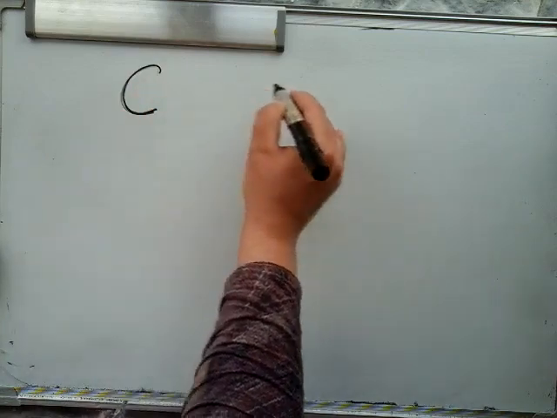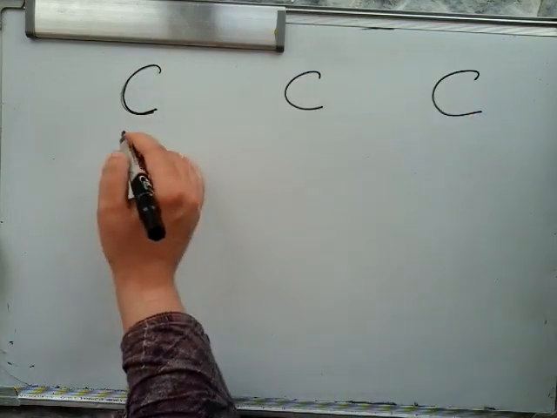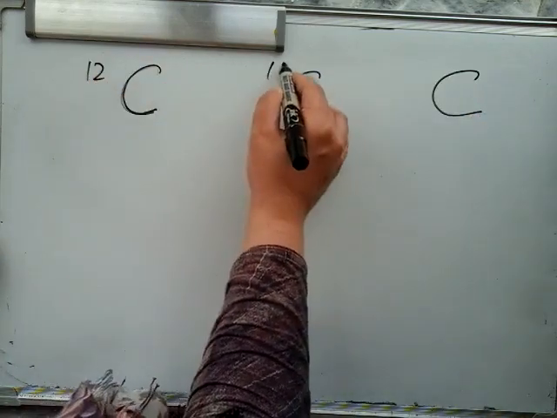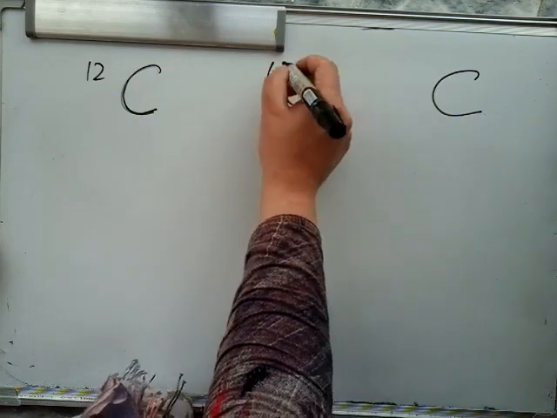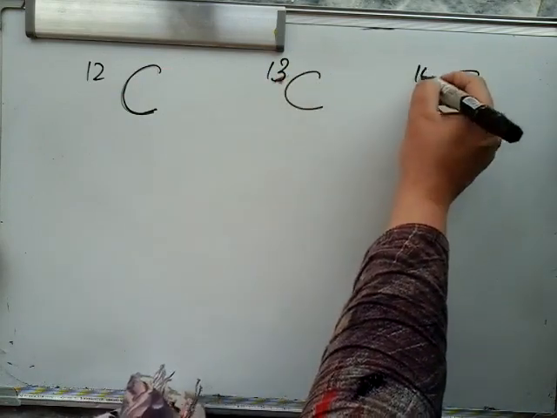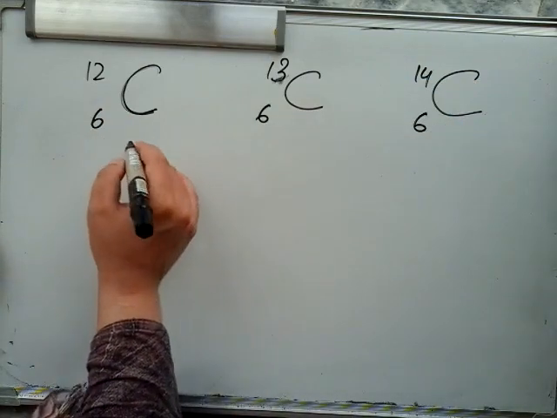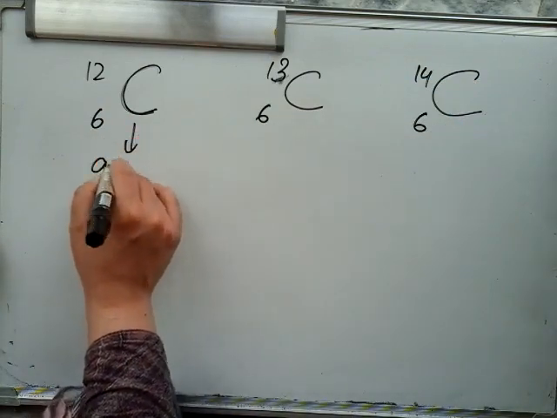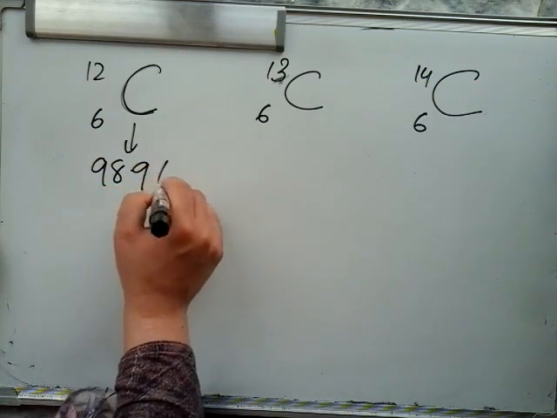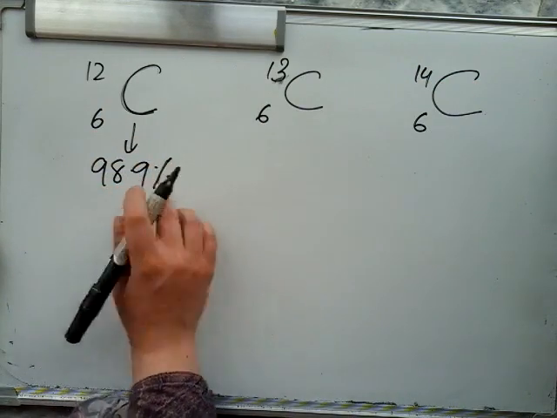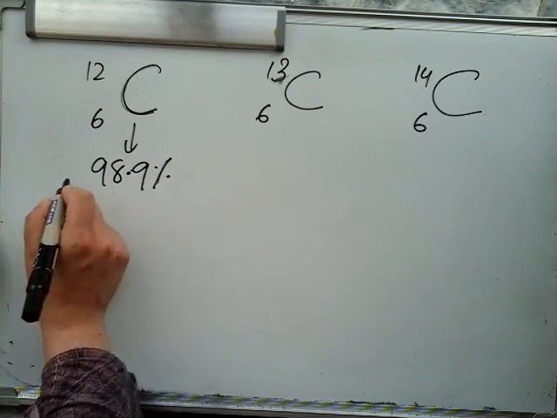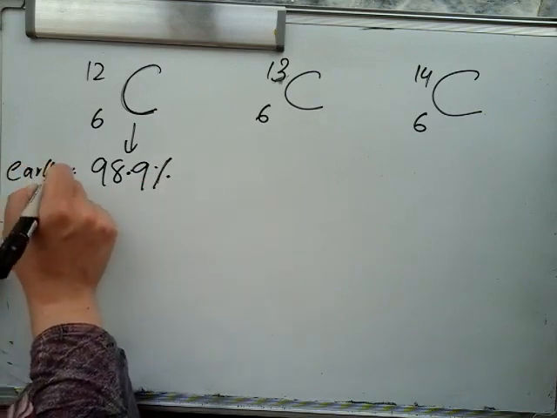This is carbon. Carbon also has 3 isotopes: 12, 13, and here it is 14, with atomic number 6 for each. Now, this carbon is present on Earth up to 98.9%. It is present on Earth, on this globe, 98.9%.